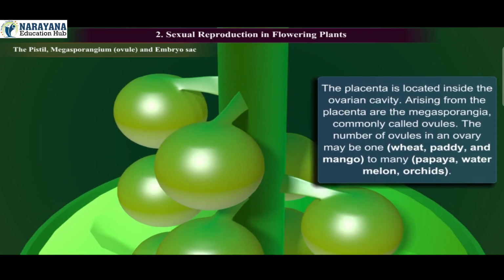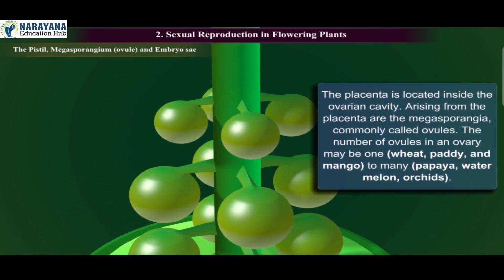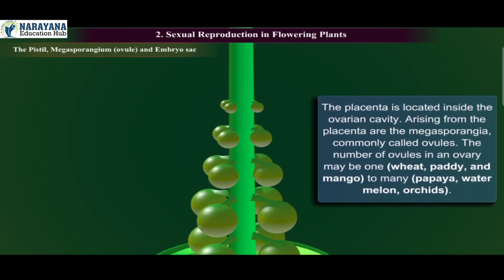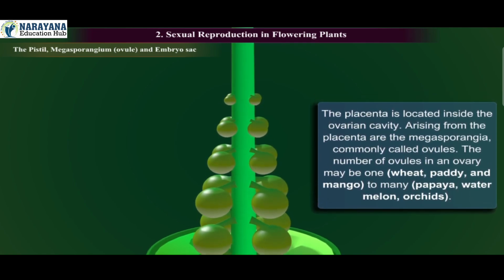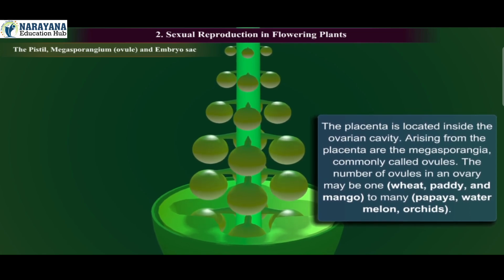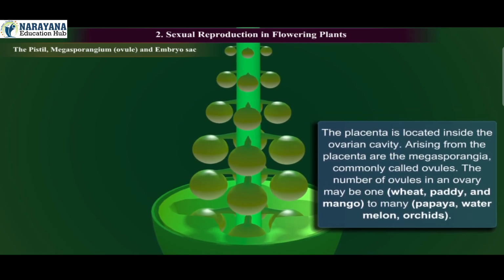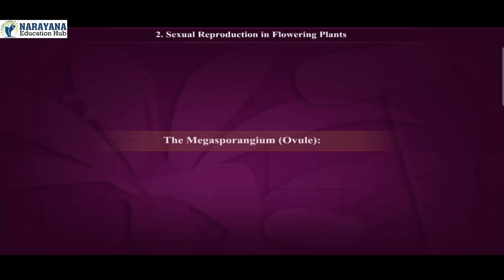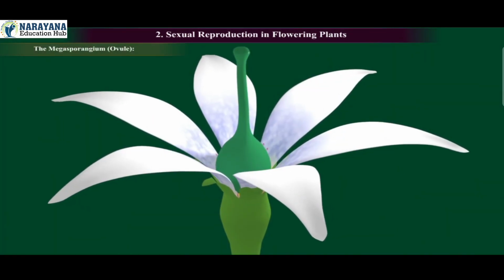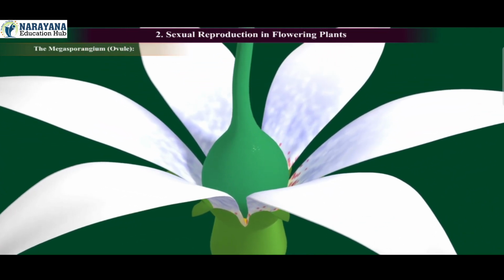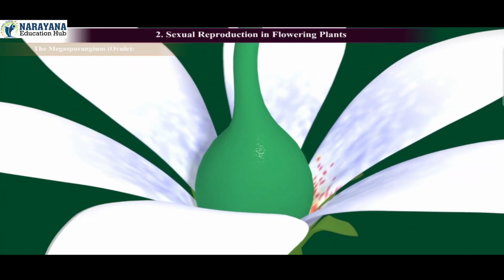Arising from the placenta are the megasporangia, commonly called ovules. The number of ovules in an ovary may be one, that is wheat, paddy, and mango, to many, that is papaya, watermelon, orchids. The megasporangium, that is ovule. Let us familiarize ourselves with the structure of a typical angiosperm ovule.